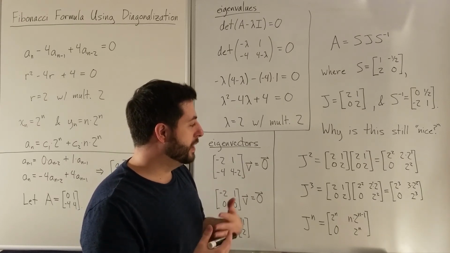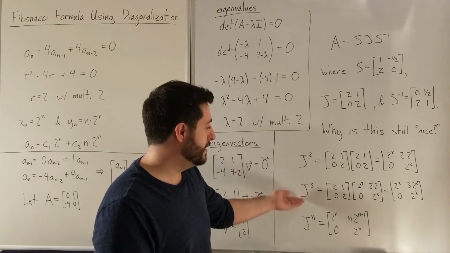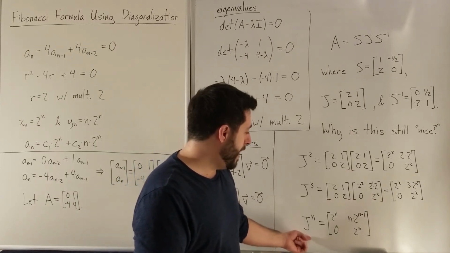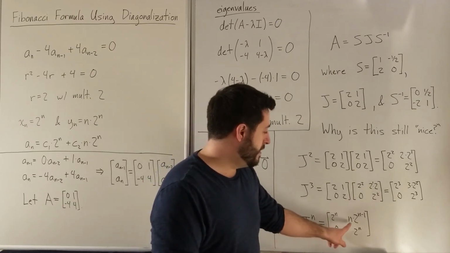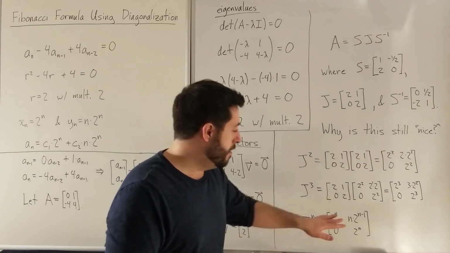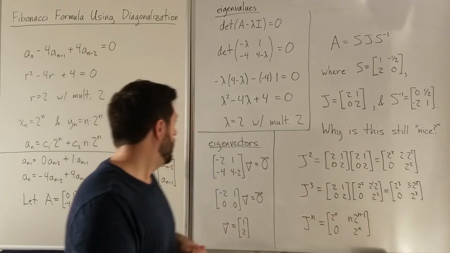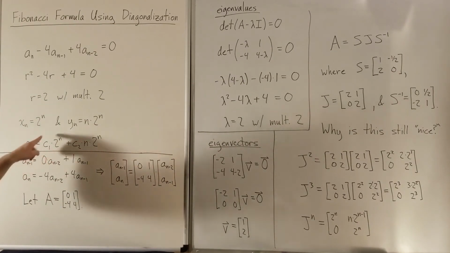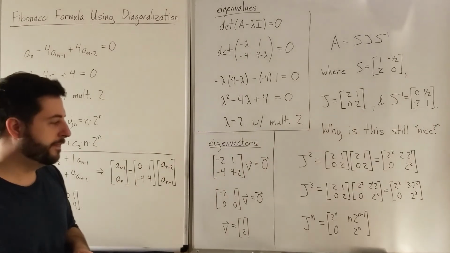If that's not believable based on what you see here, I suggest trying a couple more of these. Try to find up to J to the 5th and see that you believe the pattern yourself. The general pattern looks like this. These entries will be 2 to the n, and this entry will be n times 2 to the n minus 1. Hopefully now you can see that it's similar enough that we can still use this to find this solution here. Or in general, we can find something involving a linear combination of these things.